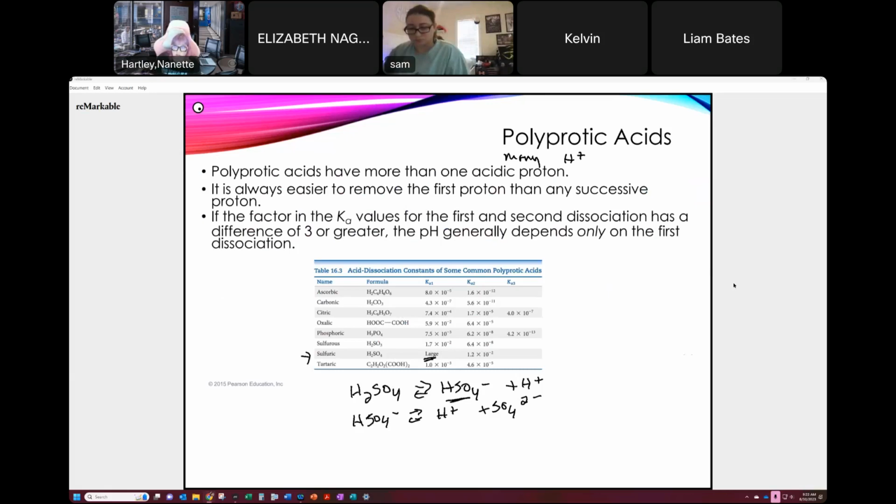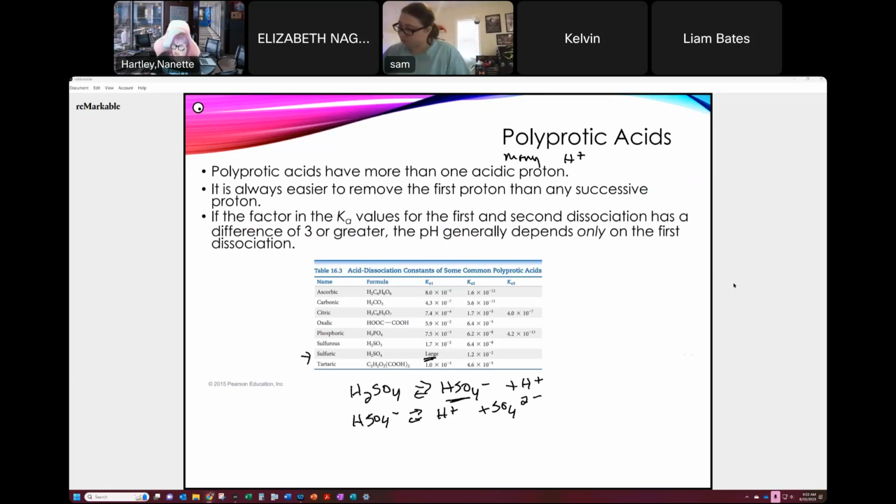So what are things that you might need to know about polyprotic acids? You need to know what the term means. Polyprotic means it has more than one acidic proton. That's what that means. And it will probably have multiple Ka values, which are not the same.